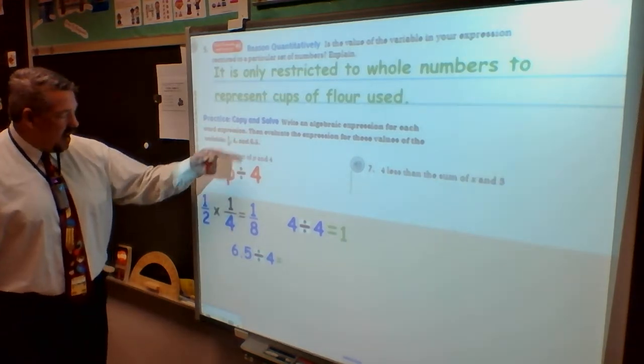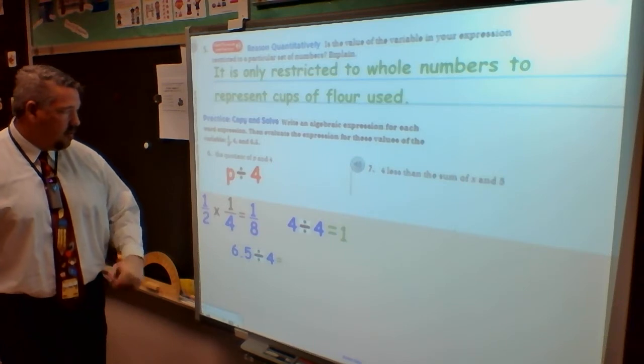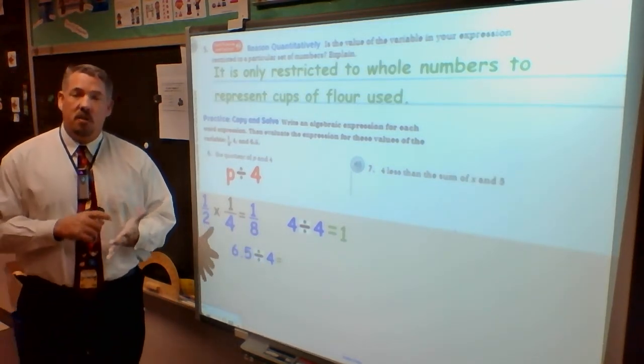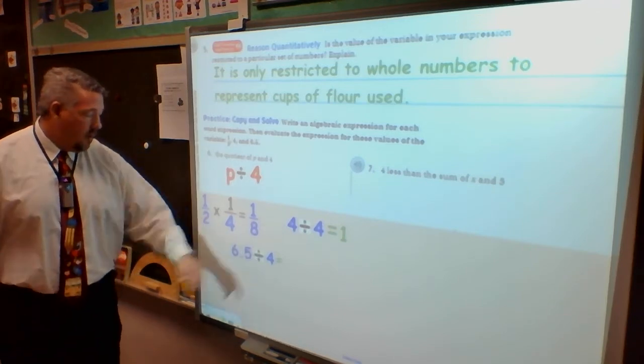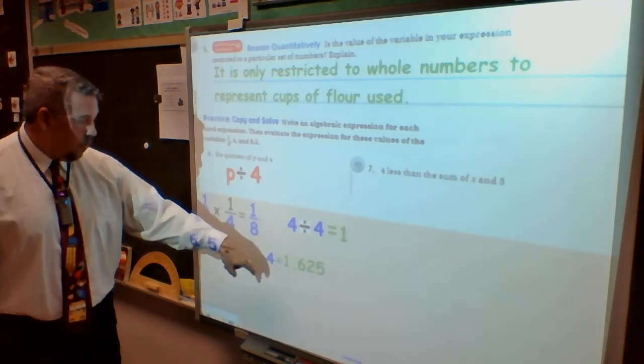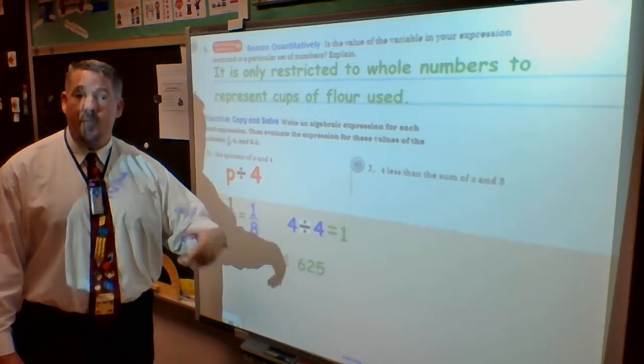Then my last one is taking 6.5 and plugging it in for P with the same expression, then dividing it by 4. First one gets typed into my calculator, 6.5 divided by 4. I'm going to get that it is a decimal. It has 3 decimal spaces. 1.625. 1 and 625 thousandths.